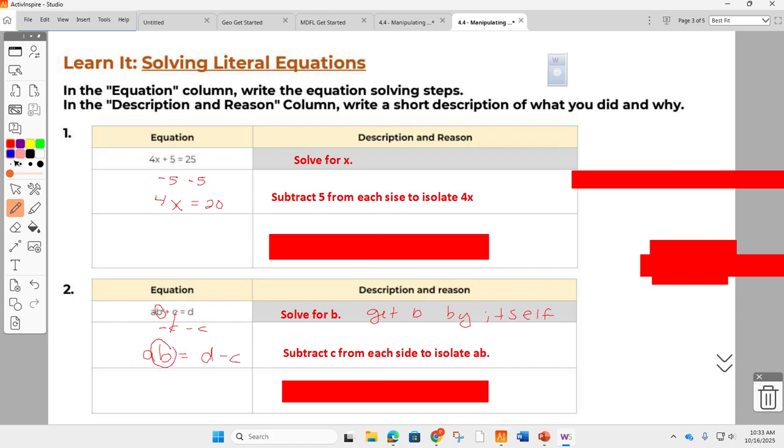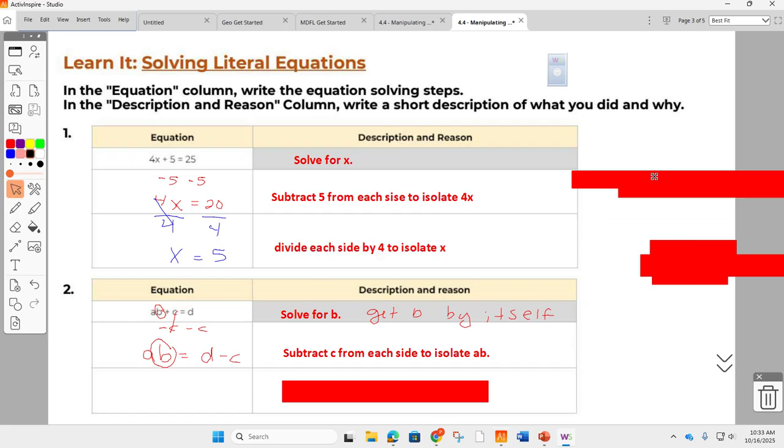And then, what do we do here to solve for this one? What do we do here, fellas? Yeah, what do we divide by? Yes. So we're dividing by the number that's being multiplied by the x, so that's going to leave us x equals 5. So we divide each side by 4 to isolate x. What do we need to divide ab by to isolate b, to get b by itself? Madeline? What's being multiplied by b?